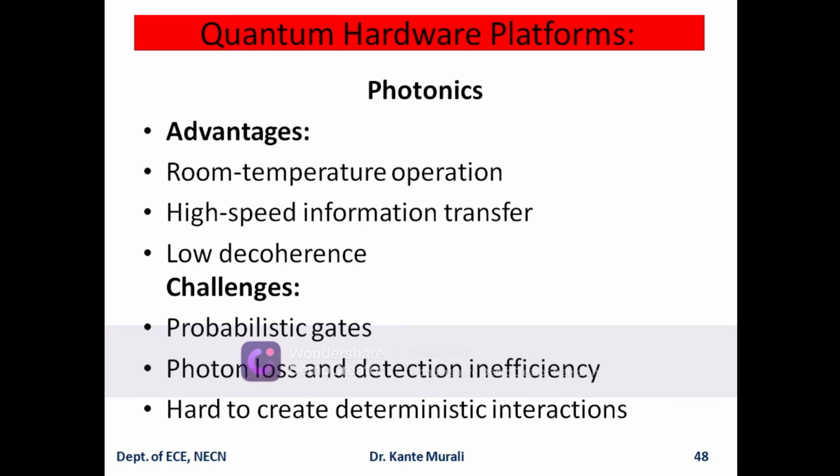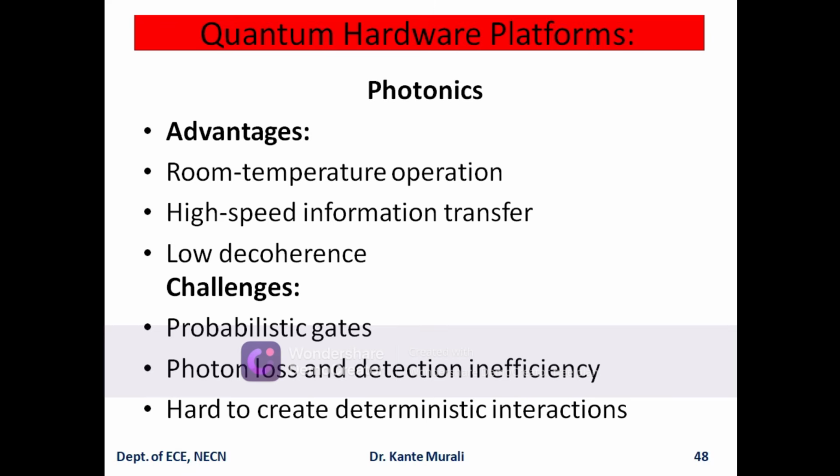That means it's not deterministic. That means they don't always work. Photon loss and imperfect detectors make scaling difficult. It is hard to make photons interact deterministically. They usually just pass through each other. So while photonics is perfect for quantum communication and networking, we're still working to make it viable for quantum computing.